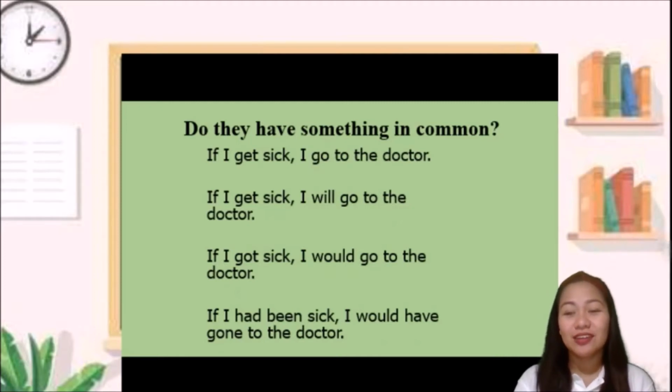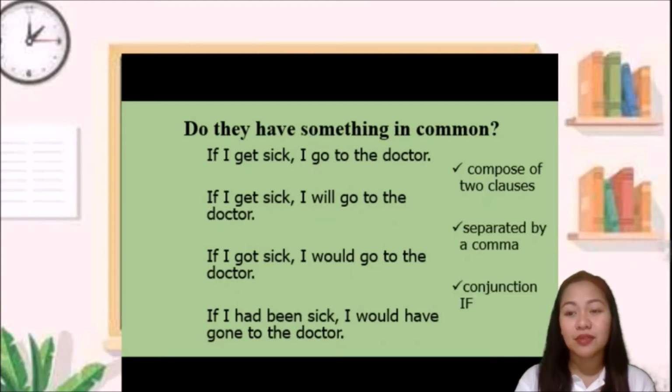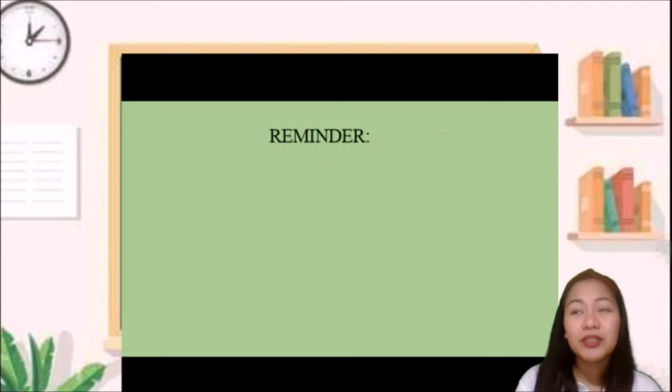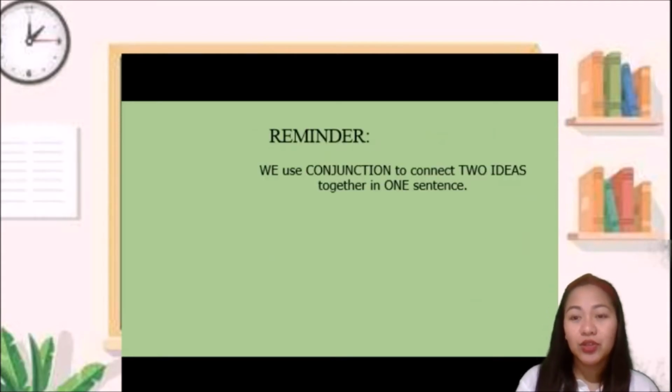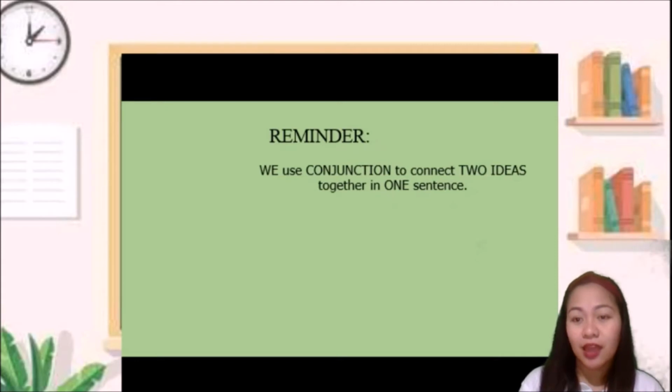Very good. All of those sentences are composed of 2 clauses. They are also separated by a comma. And they use the conjunction if. Just a little reminder that we use a conjunction to connect two ideas together in one sentence.